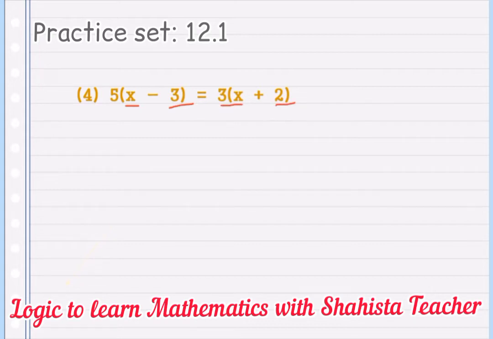Like this we have to solve this bracket. Okay, so simply we will do here multiplication. So here now, 5 into x is 5x minus sign 5 3s are 15 is equal to 3 into x, 3x plus 3 2s are 6. Now what to do here? 5x minus 15 is left hand side and 3x plus 6 is right hand side.